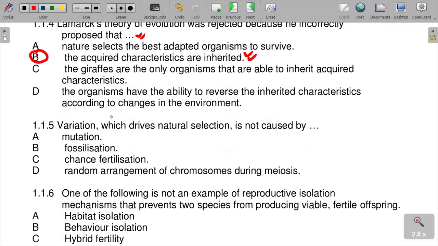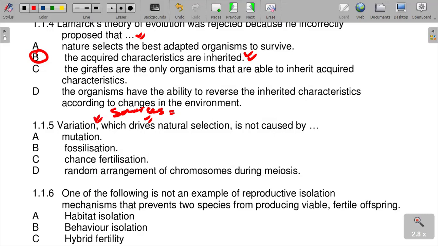And then variation, which drives natural selection, is not caused by what? At other times we want to see sources of variation. Sources of variation, we have quite a lot of them. We said meiosis, because of crossing over, which is also caused by random assortment of chromosomes. We also talk about mutation. We also talk about random fertilization as other sources of variation.